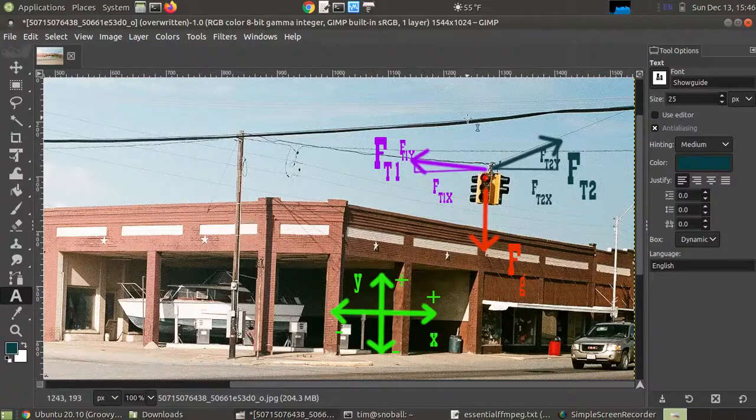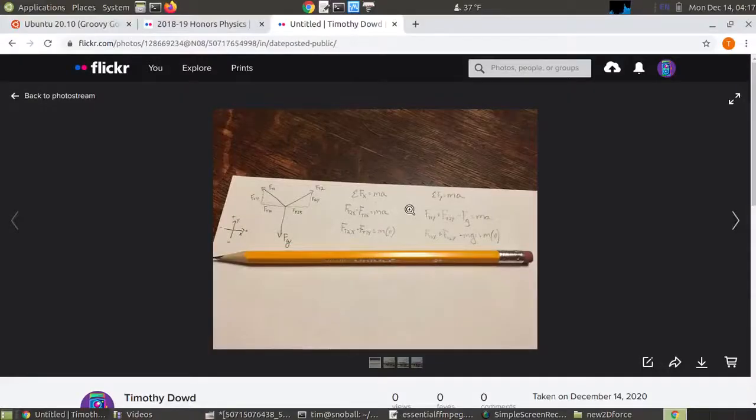Just like we saw with motion, what we really need to do now is add up these components separately. Everything that's in the vertical dimension, which is Ft1y, Ft2y, and Fg, will go together. And then everything that's horizontal, Ft1x and Ft2x, will go together. So that's not hard to do.